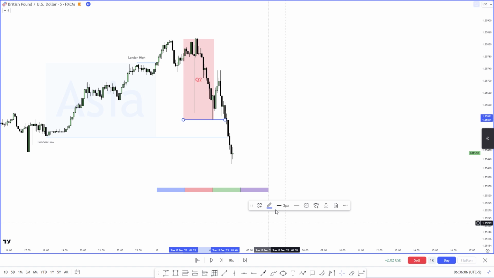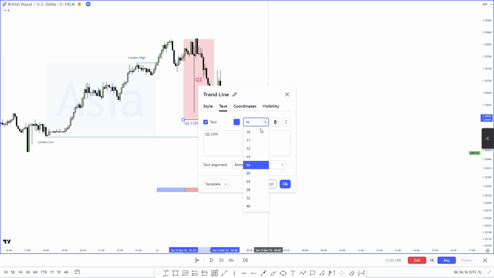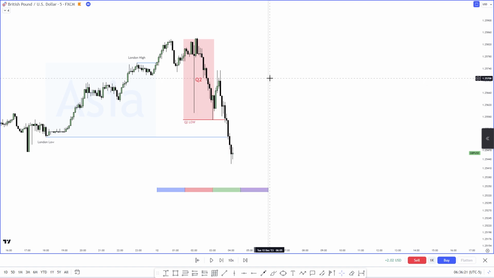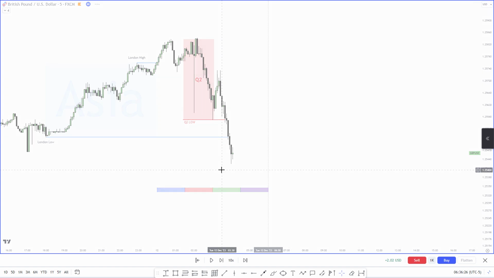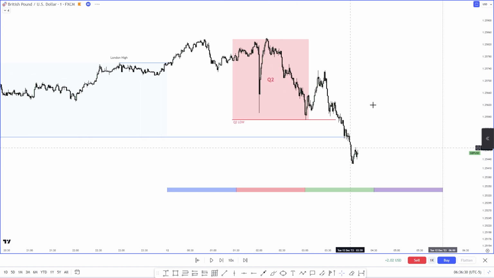Let me make this way. We'll say Q2 low. Like that, right? So what do we want to see? We want to scale down to a lower time frame from the 5 minutes all the way to the 1 minute. This is micro session trading, right? Okay.